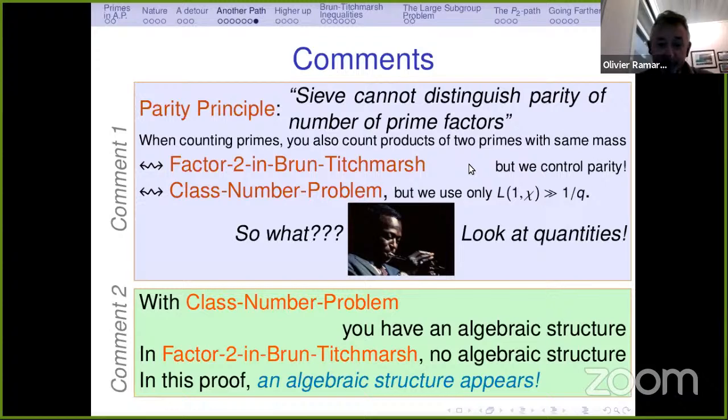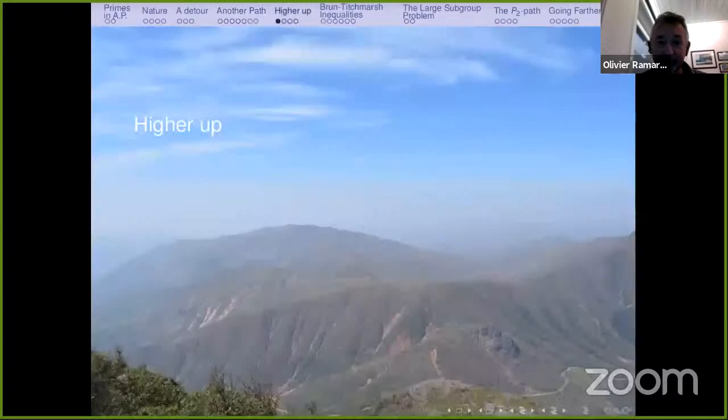The second remark is that when you have the class number problem, if you remember the previous talk and Bhargava's cube and so on, you have an algebraic structure. But if you look at the factor 2 in Brun-Titchmarsh, you've lost the algebraic structure. In this proof, thanks to Kneser's theorem, you see an algebraic structure that appears again, which means that you're able to feed into your problem some more information. Okay.